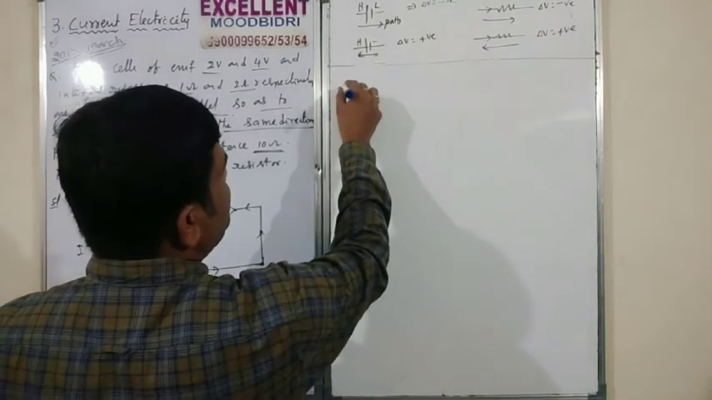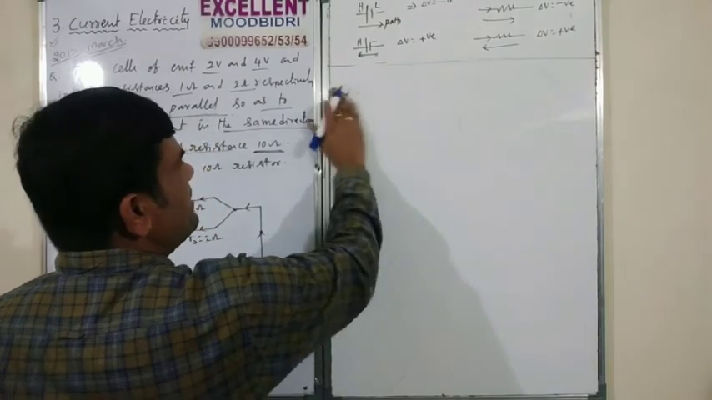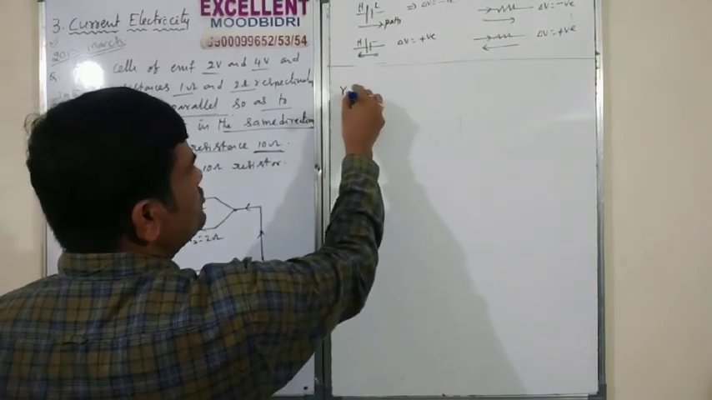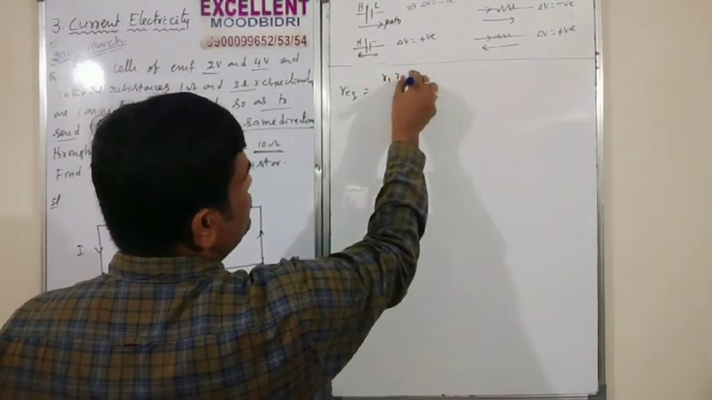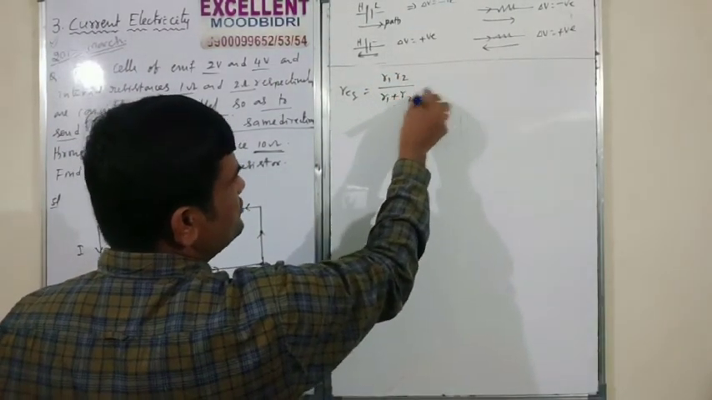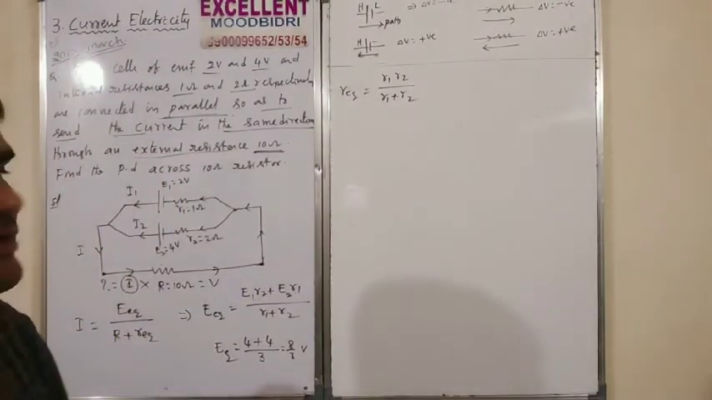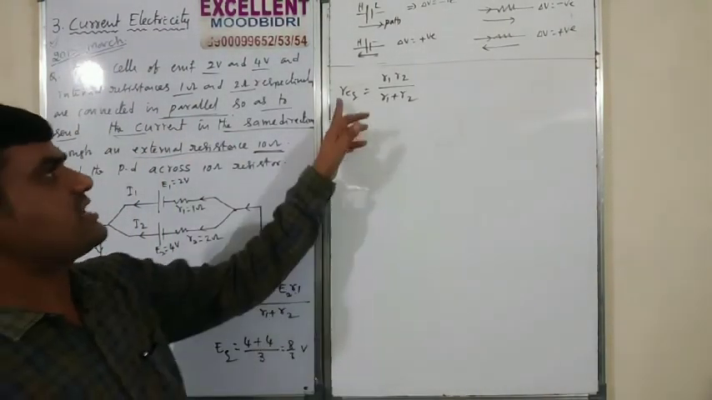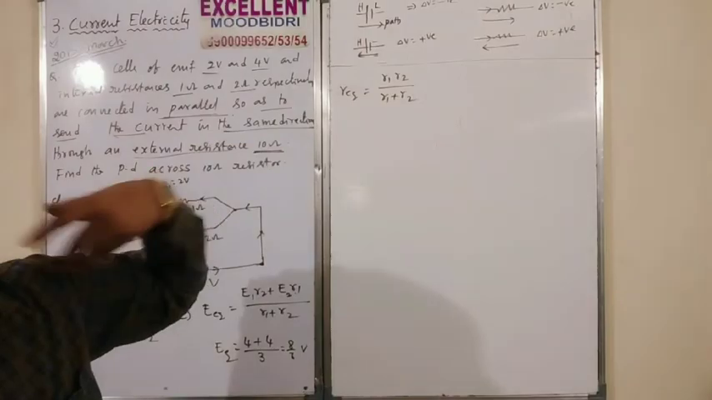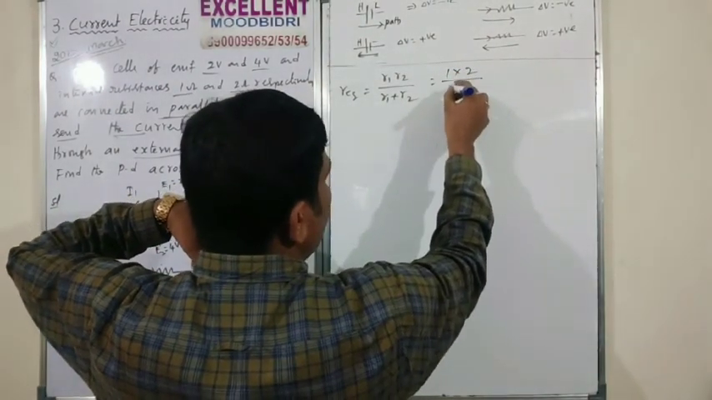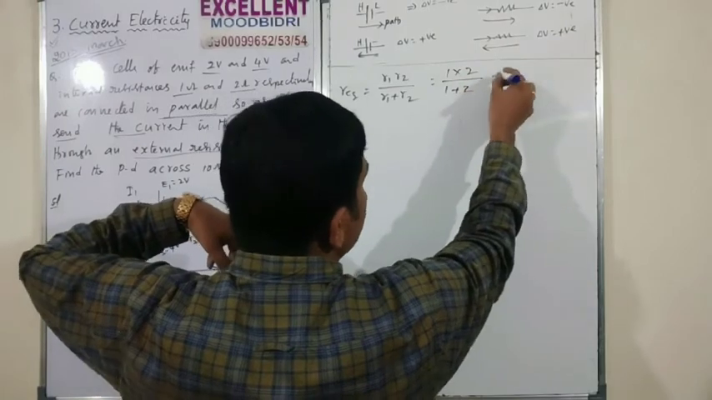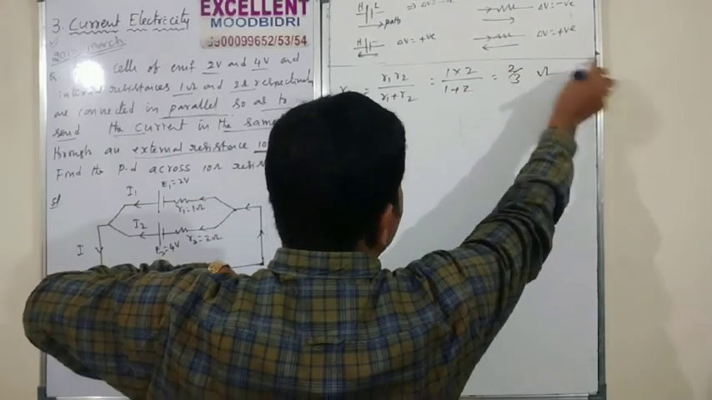What is the formula? 1 by R equivalent is equal to 1 by R1 plus 1 by R2, or else R equivalent is equal to R1 R2 divided by R1 plus R2. So 1 into 2 divided by 1 plus 2. So 2 by 3 ohms.